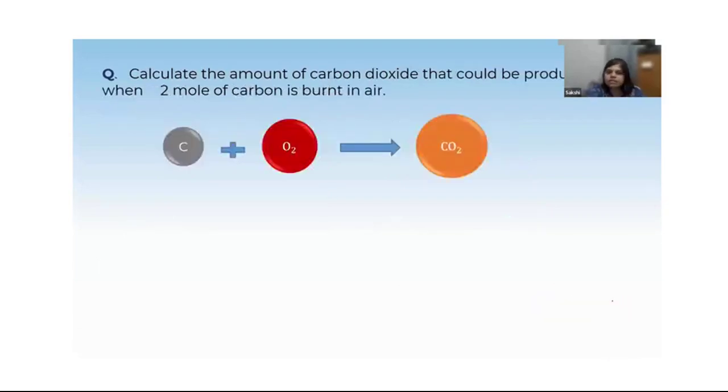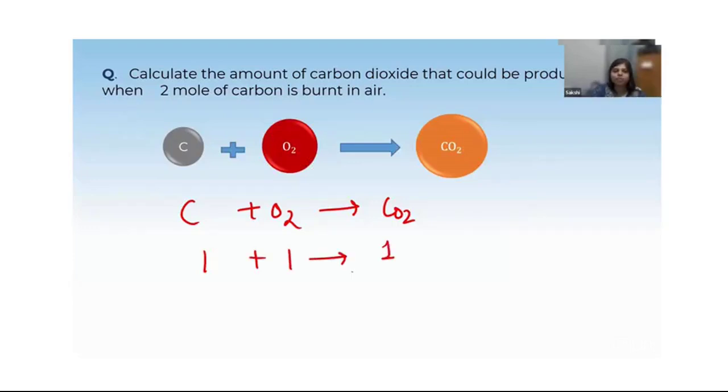Okay. This you all can also try as homework. Calculate the amount of carbon dioxide that could be produced when 2 moles of carbon is burnt in air. I would just give you a short hint. Carbon reacts with oxygen and gives carbon dioxide, and my equation is now balanced, okay? So this is 1 mole, this is 1 mole and this is also 1 mole.